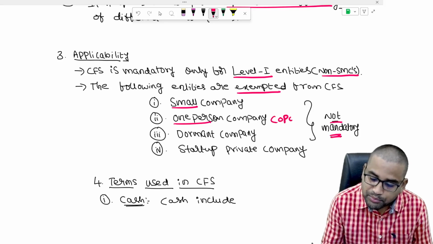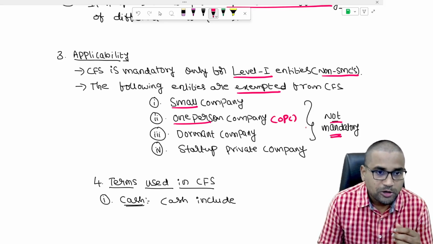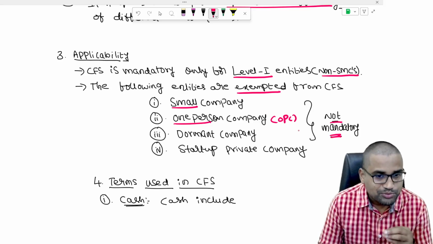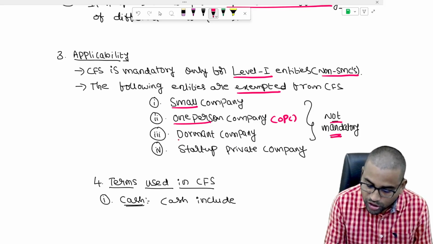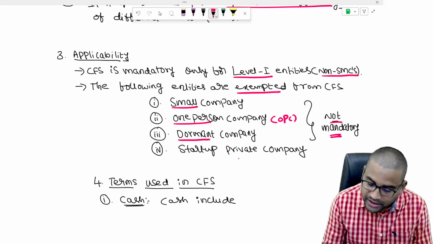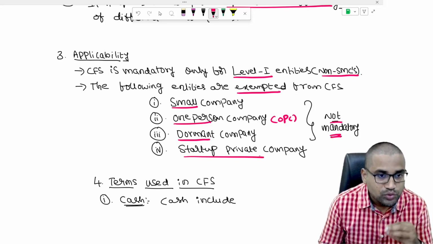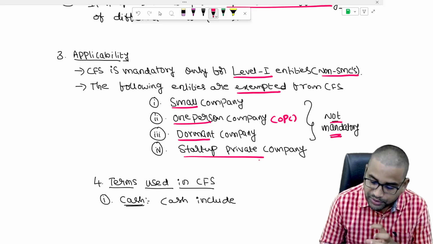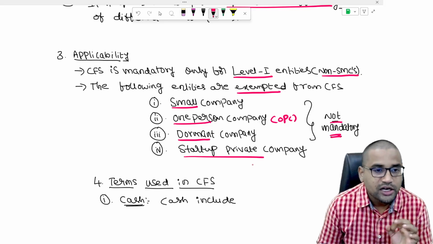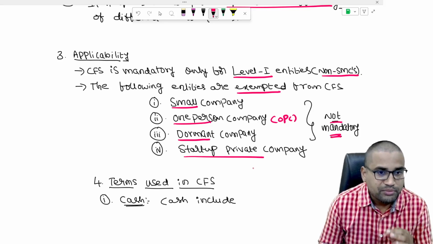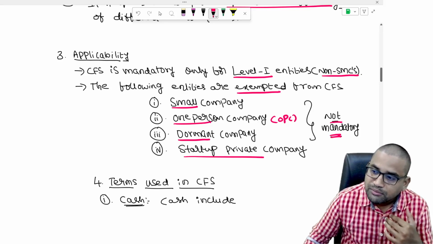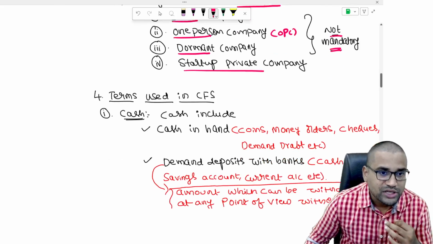So a one person company again is also not a large enterprise, not a listed large enterprise. It is a small business only. So a dormant company, an inactive company, and especially a startup private company, a private company which is newly started. So these are the four entities. CFS is not mandatory, but if they want to prepare, they can prepare. This is the applicability of Accounting Standard 3.